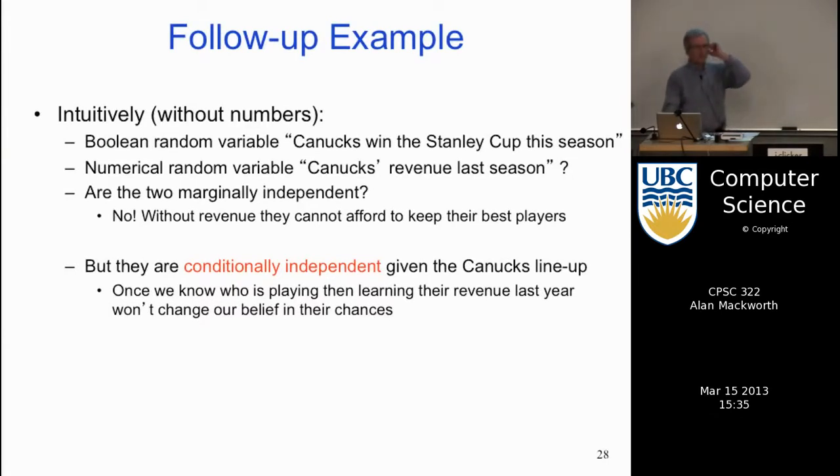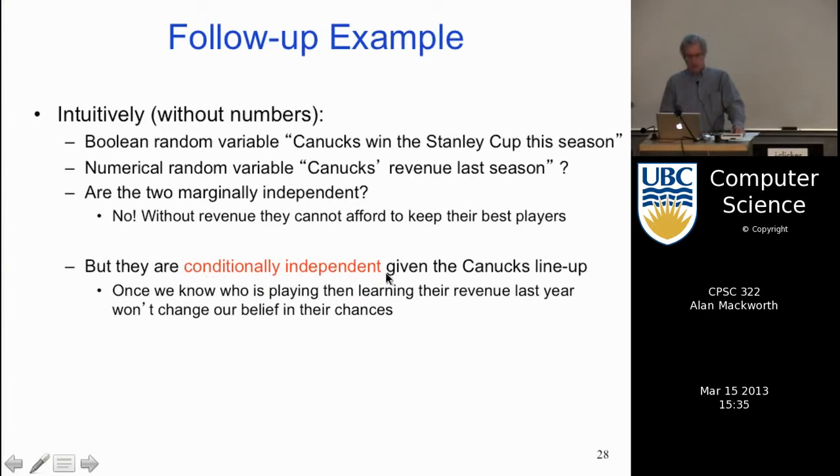So let's go back to the Canucks. These two random variables are not marginally independent, because if I tell you their revenue from last season, that'll give you a hint as to whether they're likely to win the Stanley Cup, because it'll tell you they're able to keep, you know, the Sedins or whatever, right?